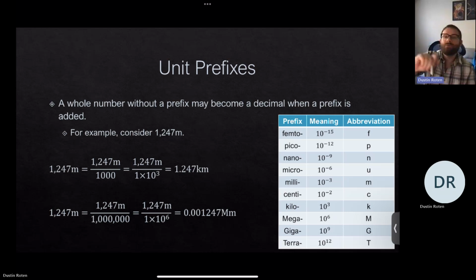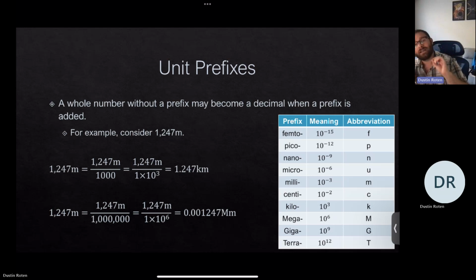But we notice we go from -15 as our exponent, so something super tiny, all the way up to tera, which is huge numbers. All right, so let's take this arbitrary example of 1,247 meters. Well, we could write that as kilometers. You'll notice that it just becomes a decimal, right? Because we don't have a whole lot of meters, and then we're writing it in terms of thousands. So it's 1.247 kilometers.